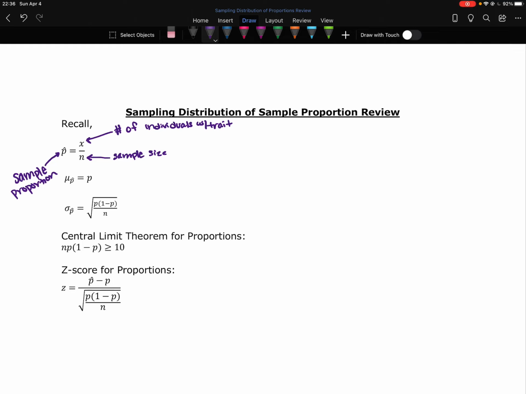And you leave it as a decimal. Do not turn proportions into percentages unless told to do so. Leave proportions as decimals. Do it. Okay?